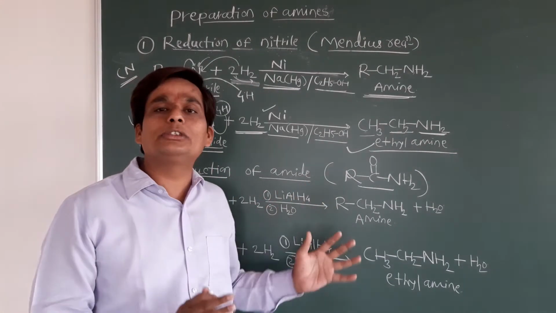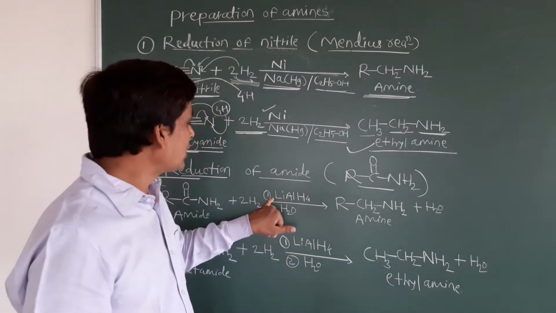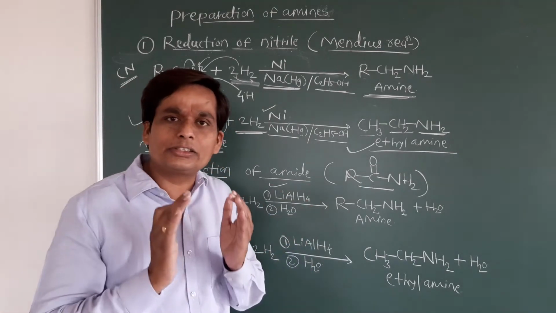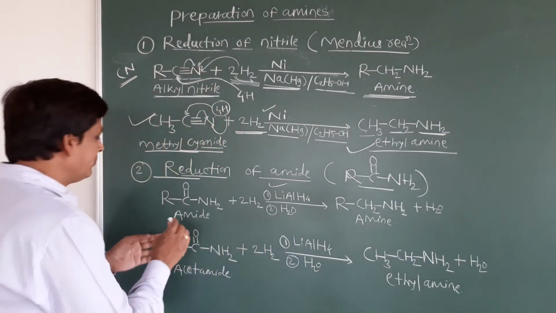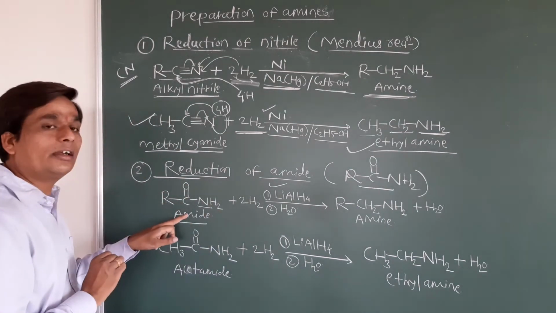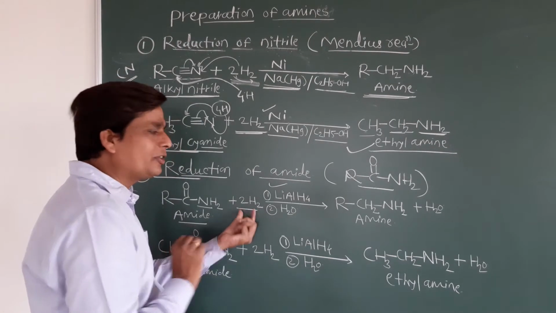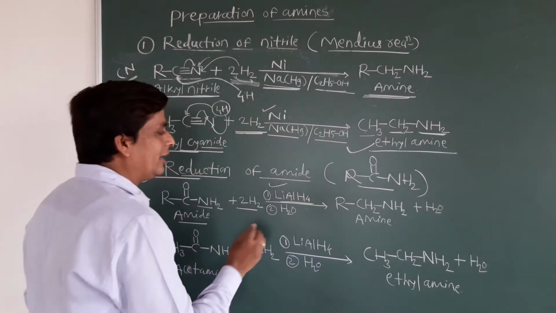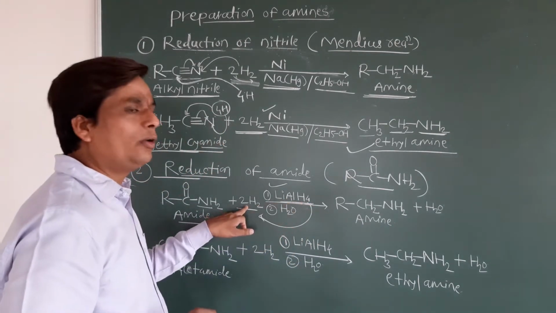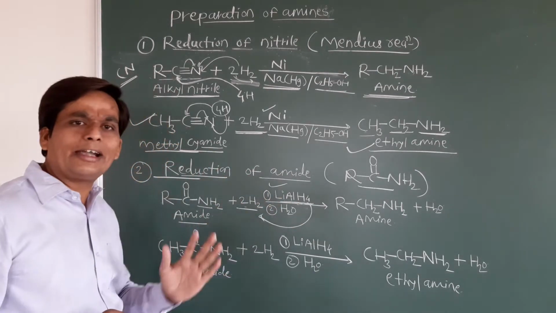But here we use a different reducing agent. I am using lithium aluminum hydride. LiAlH4 is lithium aluminum hydride, a strong reducing agent. Just see here, I have taken the amide R-C double bond O-NH2, the general reaction of an amide, plus 2H2, that is 4 hydrogens. These 4 hydrogens come from lithium aluminum hydride, because it contains 4 hydride atoms. This is a strong reducing agent, so it also undergoes hydrolysis.